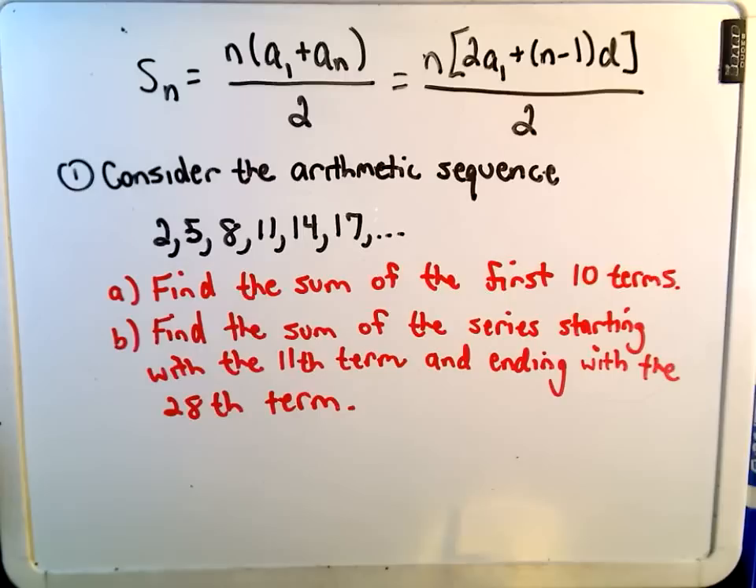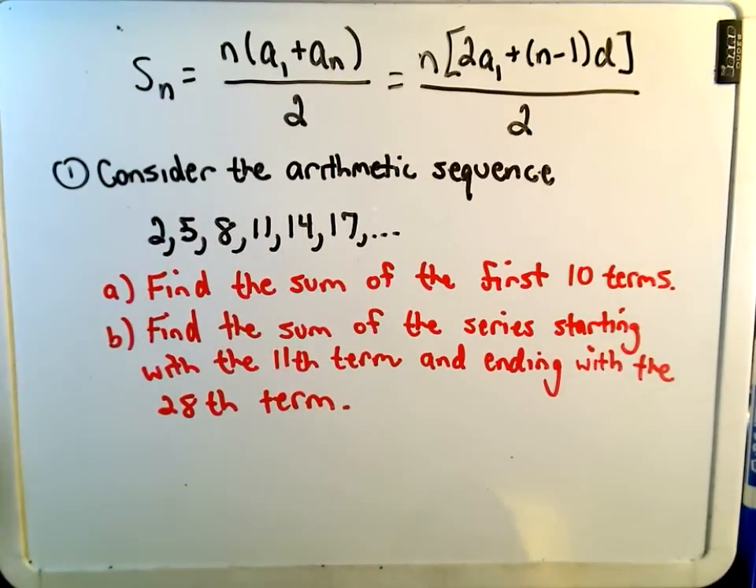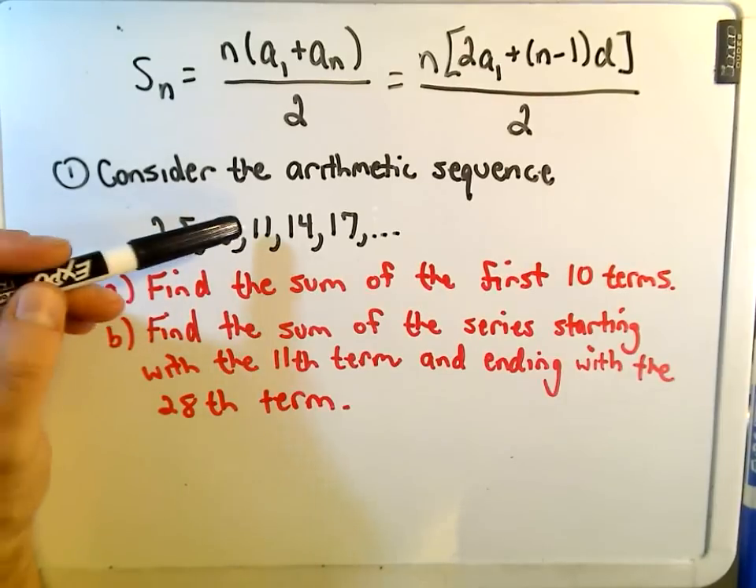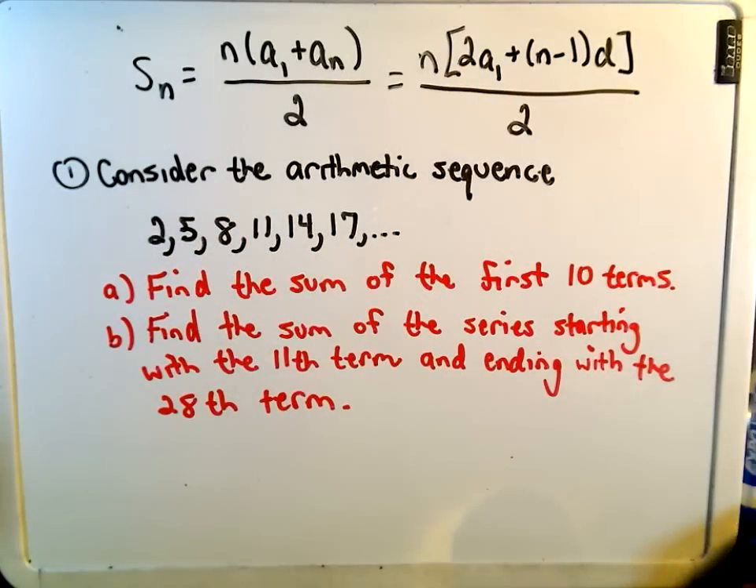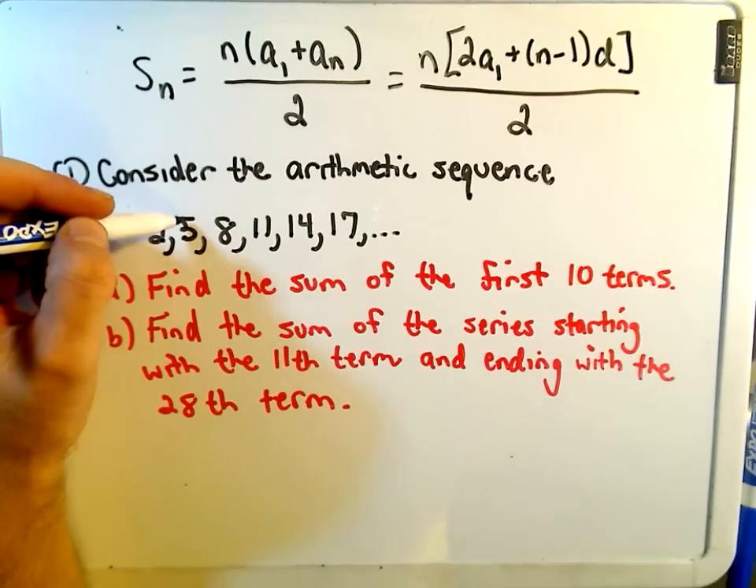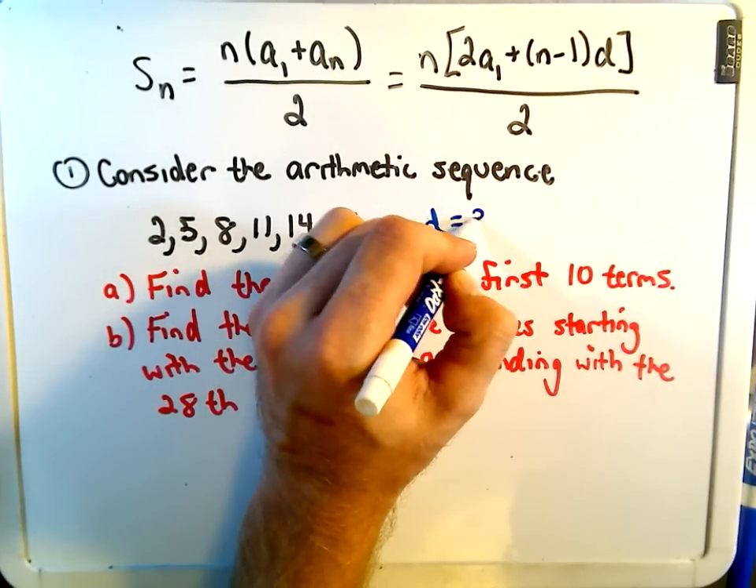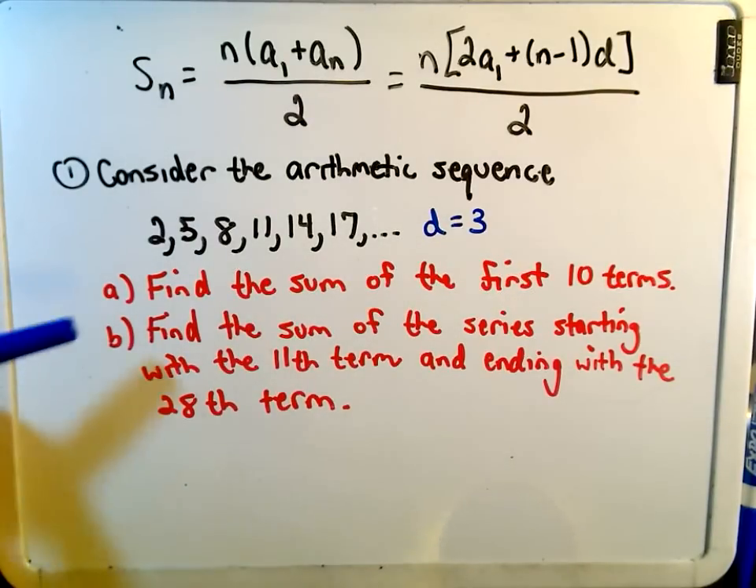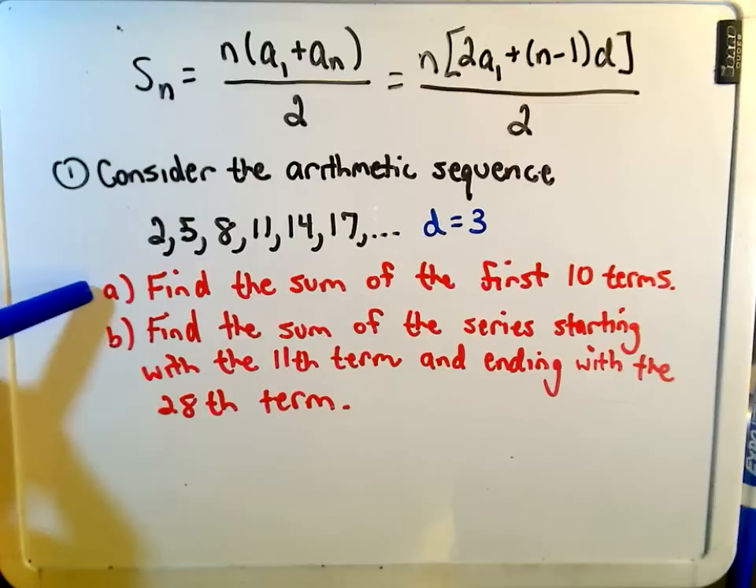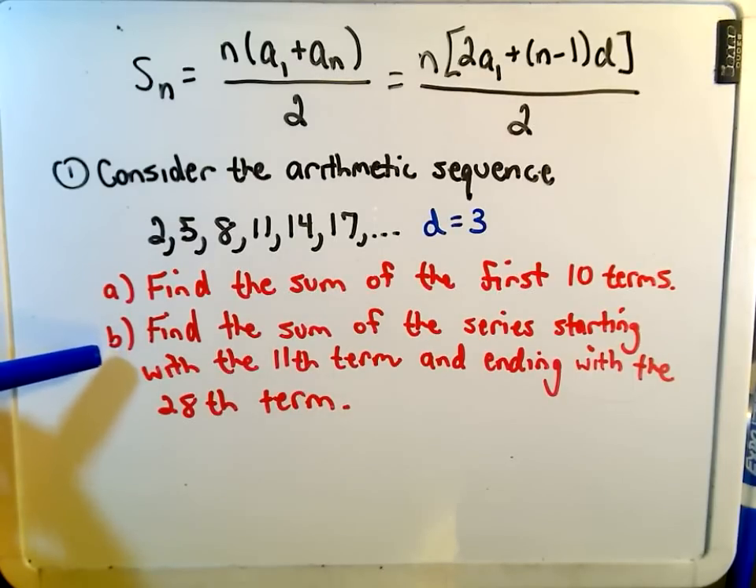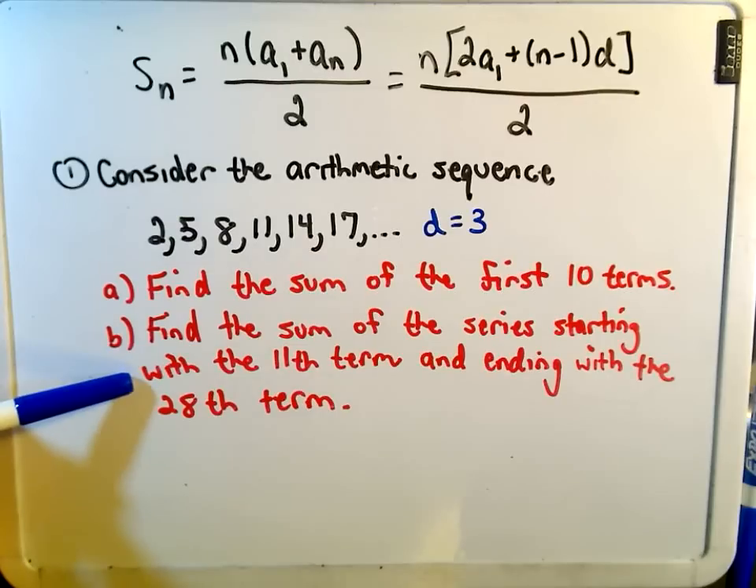So I'm going to do two quick problems here, and I've put my formulas at the top. Suppose we start looking at this arithmetic sequence: 2, 5, 8, 11, 14, 17. Notice this is arithmetic because we're adding 3 each time. So our common difference is a d value of 3. I'm going to do two things. I'm going to find the sum of the first 10 terms, and then I'm going to find the sum of the series starting with the 11th term but ending with the 28th. So some stuff in the middle I'm going to add up.